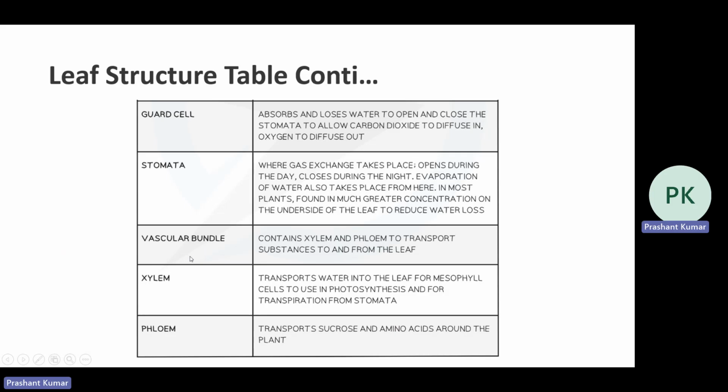Then we have a vascular bundle. Vascular bundle means xylem and phloem, both together are called vascular bundle. Xylem transports water and phloem transports all the food material from the leaf to the different parts of the plant.